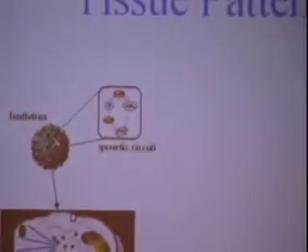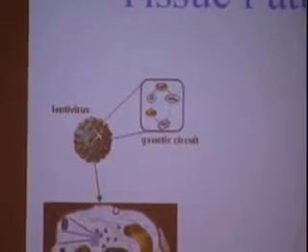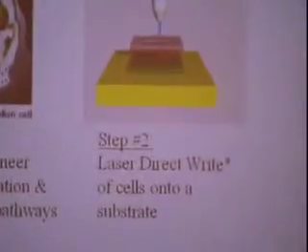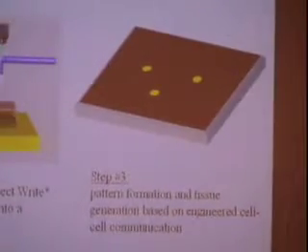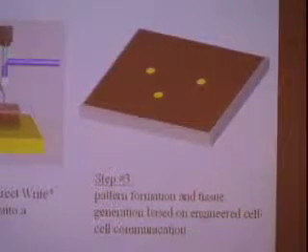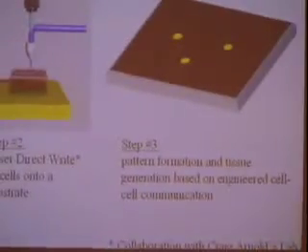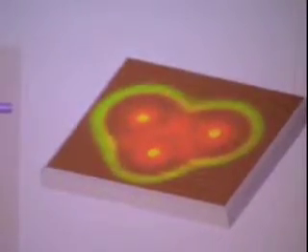Thanks, Safi. So in order to actually pattern real cells onto real substrate media, there's 3 main steps. The first is to genetically engineer new communication and differentiation pathways in these cells. The second is to use a technology called laser direct write in conjunction with Craig Arnold's lab at Princeton to actually pattern these cells onto a substrate. And the third step is to use pattern formation and cell-cell communication to form these patterns. So as we can see here, in an example, there's 3 different regions of sender cells that have been patterned onto the substrate. And in the presence of receiver cells, we actually get this pattern.